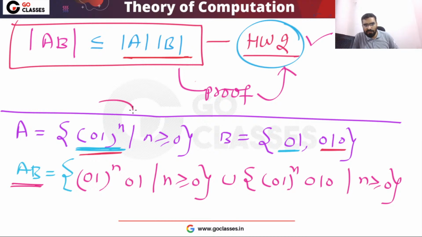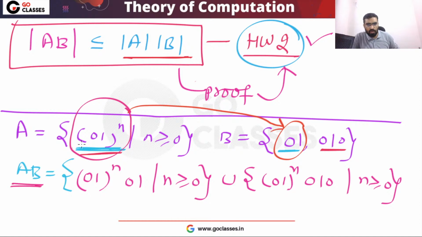What will be AB? That will be every string of A. Remember, very simple, every string of A you will concatenate with every string of B. So every string of A you will concatenate with this. Also, every string here you will concatenate with this. So this is what you will get. So your final answer will be this one.